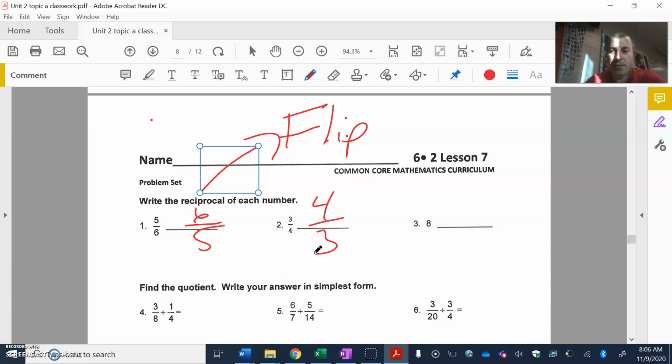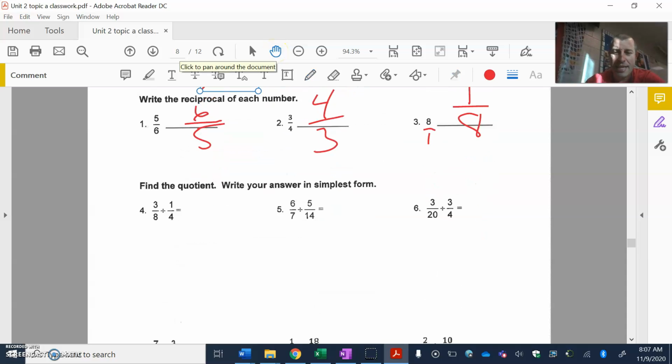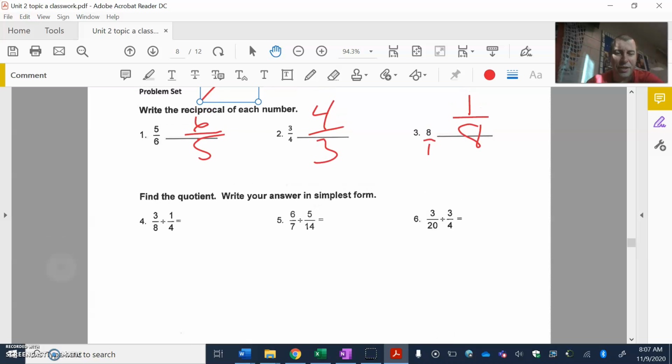Now, this is what's new for today. Some whole numbers are going to show up. The thing to keep in mind is let's just make it into a fraction and follow the rules. So to make 8 into a fraction, we always divide it by 1. 8 ones, 8 wholes. Because what is 8 divided by 1? It's still 8. Now we can take the reciprocal. If you flip your 8 over your 1, you should get 1 over 8. 1/8.